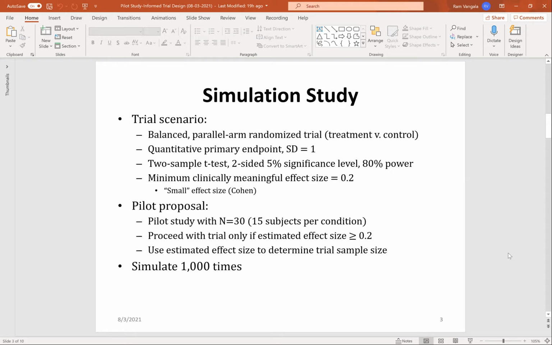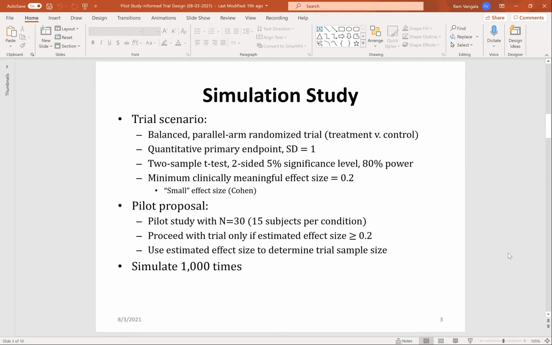So we're going to do a pilot study before designing our trial, and our pilot is simply going to be the trial itself, but scaled back to a sample size of 30. This is a typical sample size I often see people use for pilot studies. And what this means with two arms is that we're going to have 15 subjects per condition.